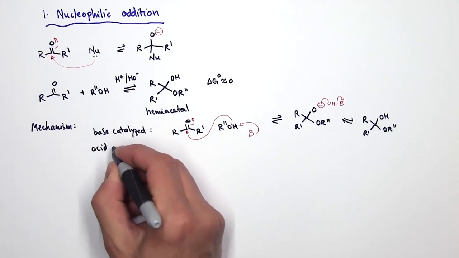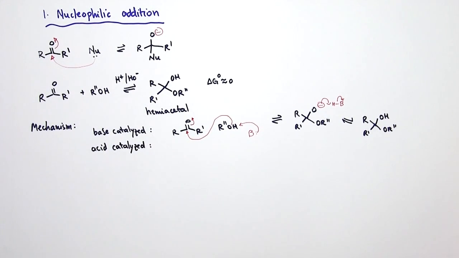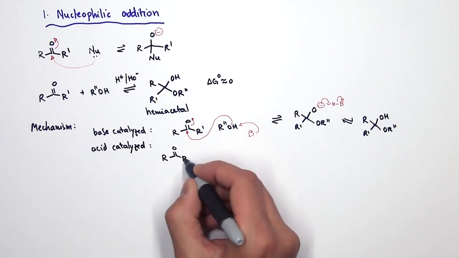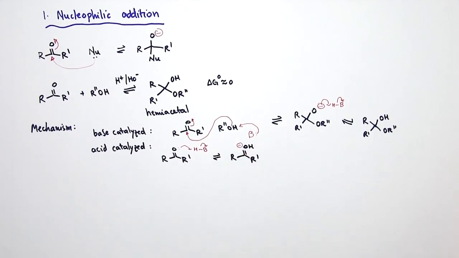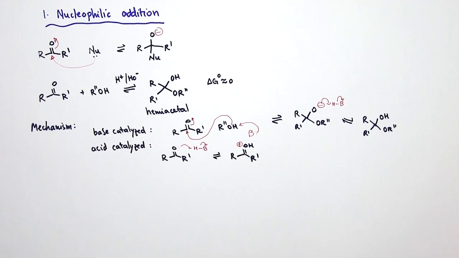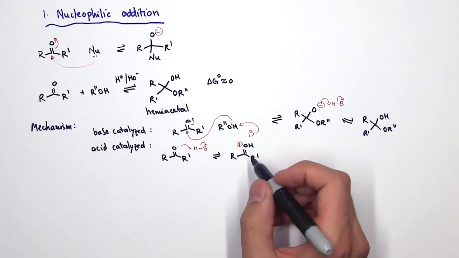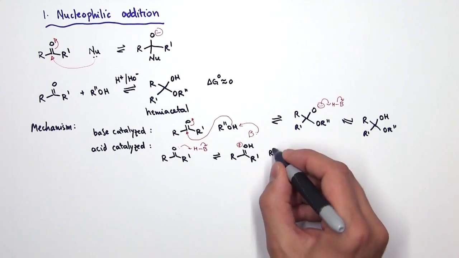In the acid-catalyzed mechanism, we have to activate the carbonyl first. So the protonation of the carbonyl is the first step. All right, so this activated carbonyl can then be attacked by our alcohol.